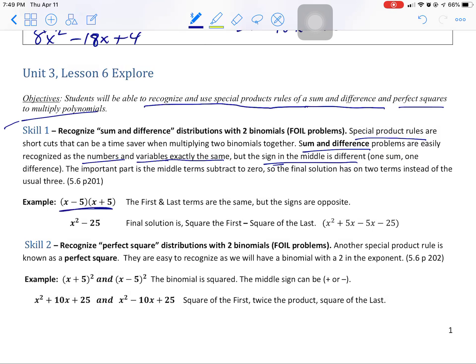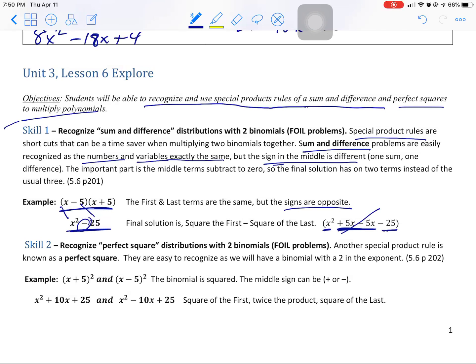Right here. First and last terms are the same, but the signs are opposite. Those are sum and difference problems. Okay? When you FOIL those out, you're going to get the first one and then a positive and negative version of the middle ones, and then a square of the second one. So these cross out, which is why you're going to end up with the square of the first, square of the second, and a minus in the middle.